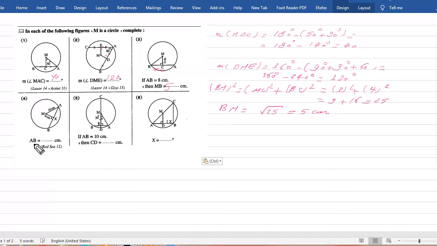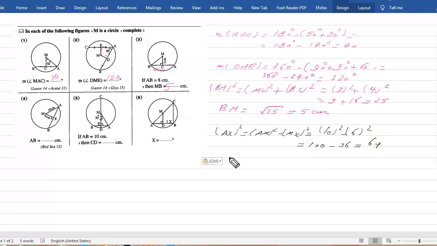Fourth figure, find AB. Look at this figure. MX is the perpendicular, so it bisects AB. Using the Pythagorean theorem to find the length of AX. AX squared equals what? Equals AM squared minus MX squared, which becomes 10 squared minus 6 squared, which becomes 100 minus 36, which becomes 64.